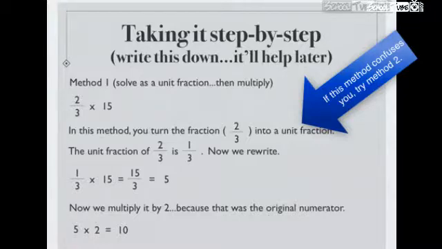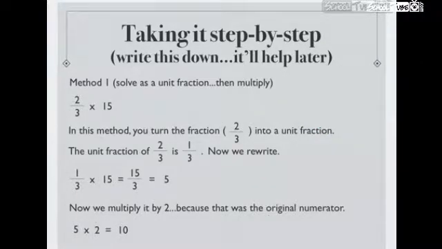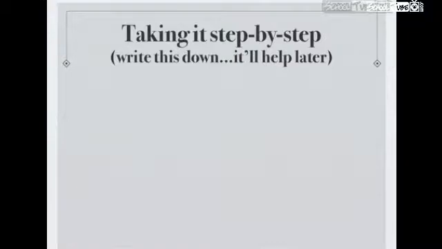So you should be writing the steps down. You don't necessarily have to write all of the words that I write, but I do want you to write the steps that go with each method so you have an example when you go back and try and solve them on your own. Now the second method is when you multiply the whole thing out and then simplify.